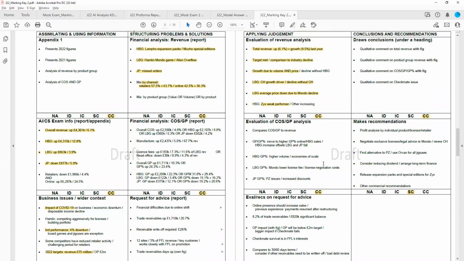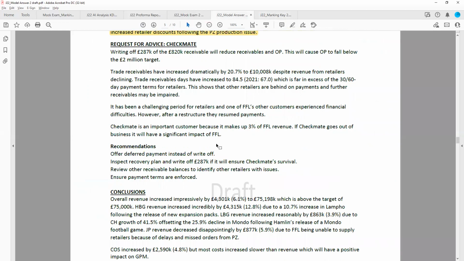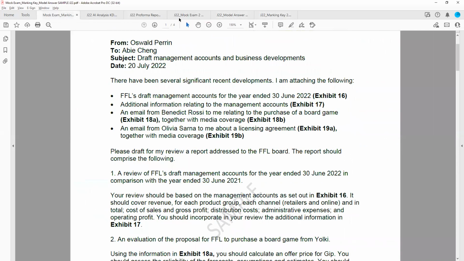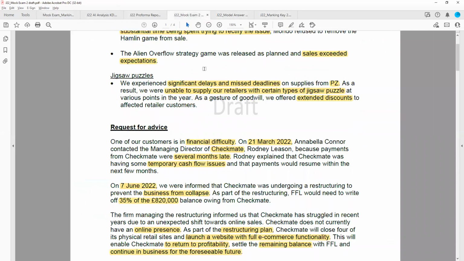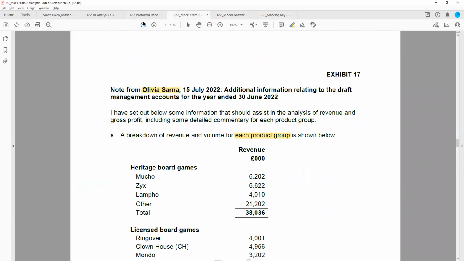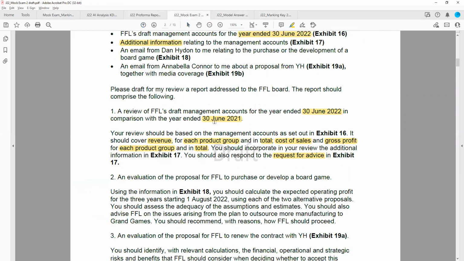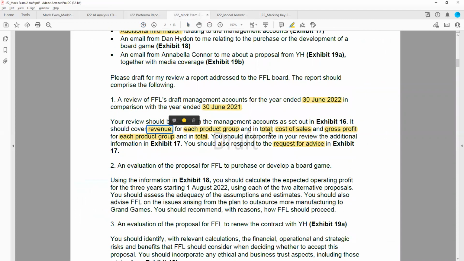So of course, conclusions are quite straightforward here, because you just need to make sure you conclude on everything that the examiner or the client has asked for here. And you can see revenue for each product group and in total, cost of sales, gross profit for each product group and in total. So I like to have a point on everything. So revenue for each product group and in total.